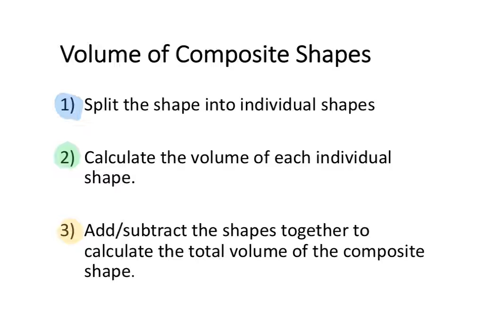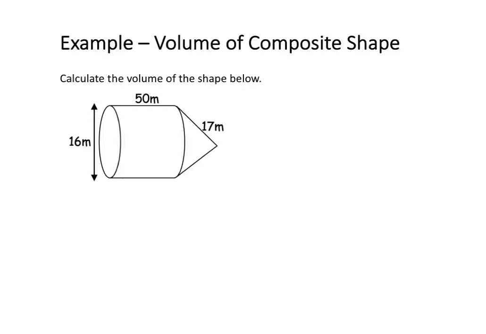So let's have a look at an example to see how this is completed. In the example, we want to calculate the volume of the shape below. Now the first step is to break up the composite shape into smaller identifiable shapes. Having a look at the composite shape, I can identify one shape is going to be a cylinder, and the second shape is going to be a cone that sits on top of that cylinder.